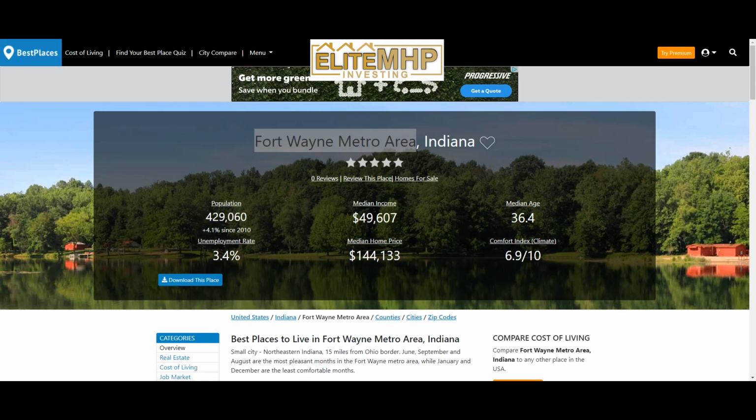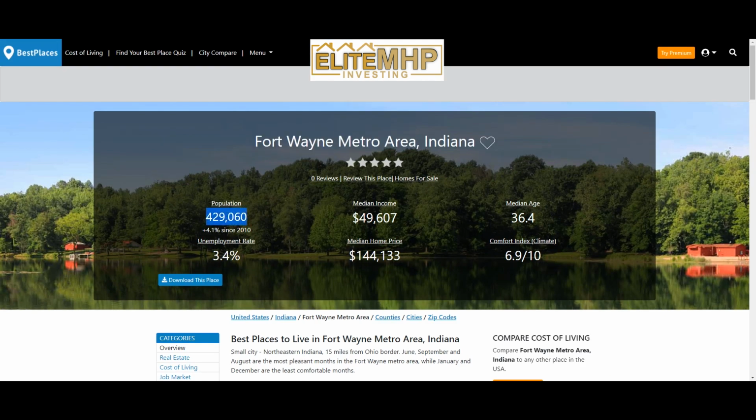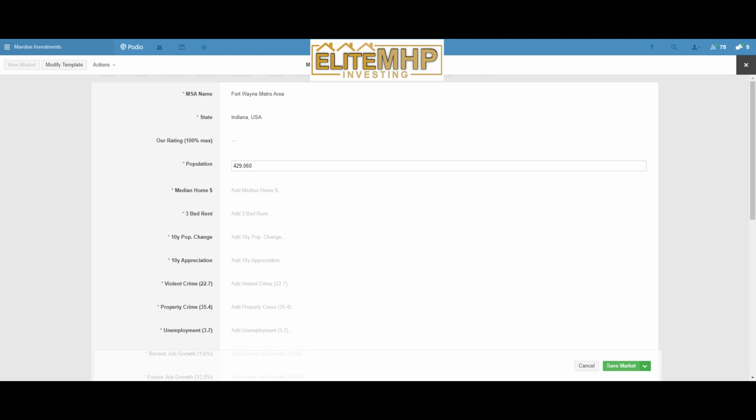Population, 429,060. The median home price. Now, when it comes to population, guys, when it comes to mobile home parks and affordable housing and rental properties, typically what we look for is 100,000 plus population. And that's just a safe rule of thumb, a safe benchmark, where there's a strong enough economy that's supporting 100,000 people. There's going to be a demand for housing.